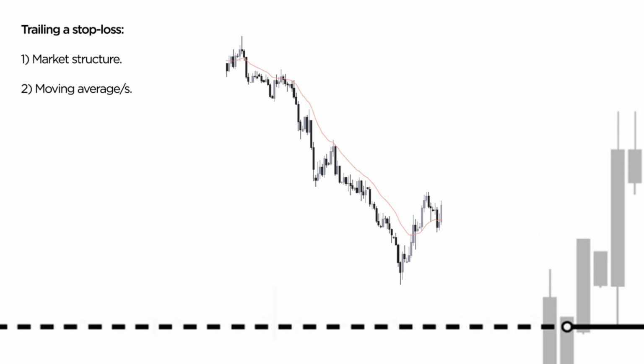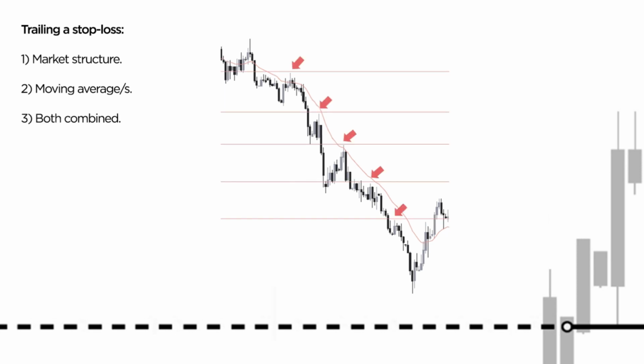And I say behind and not on because, as we all know, price tends to run along and revisit the moving averages, so you don't want to be nipped out of a trade that's actually working for you. And three, a combination of the two. So using a moving average as a guide, yet pairing this with market structure. So that's the way I trail a stop myself, using both.